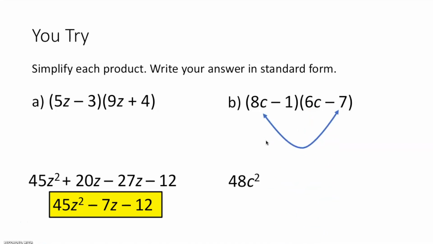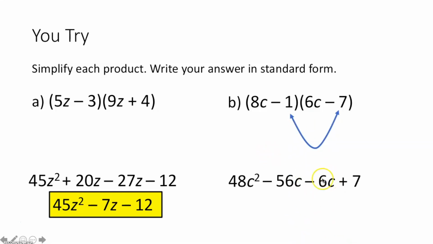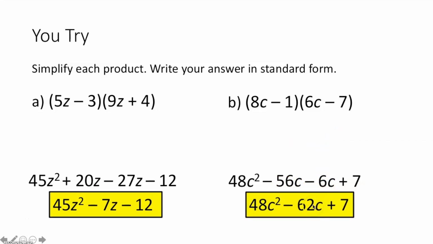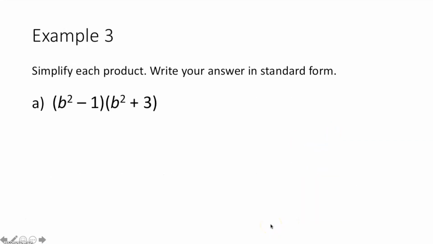Then we multiply the outer terms together. What's 8c times negative 7? That's negative 56c. Multiply the inner terms together. What's negative 1 times 6c? That's going to be negative 6c. And then we multiply the last terms together. So what's negative 1 times negative 7? That's positive 7. So then we combine our like terms in the middle. Negative 56c minus 6c is going to make it more negative, so it's going to be negative 62c. We are done. Example 3.